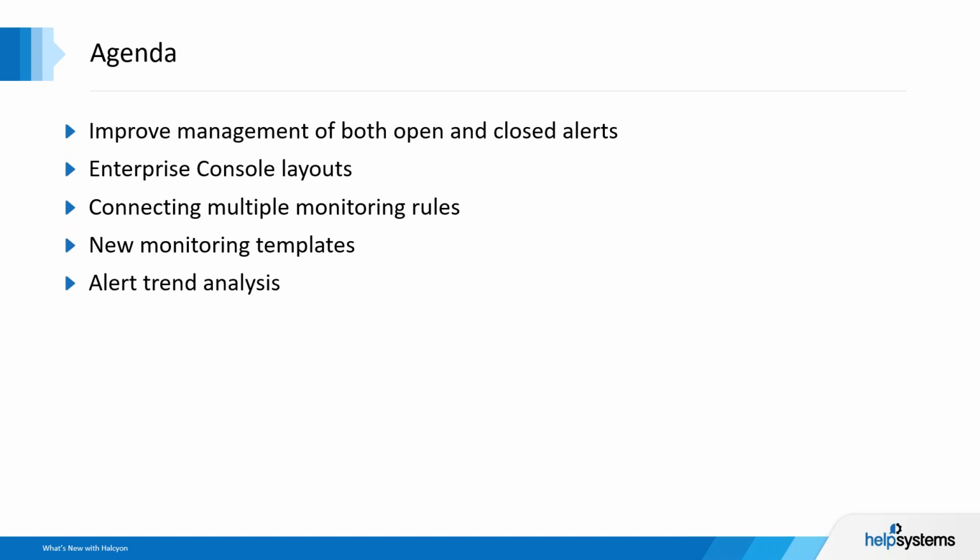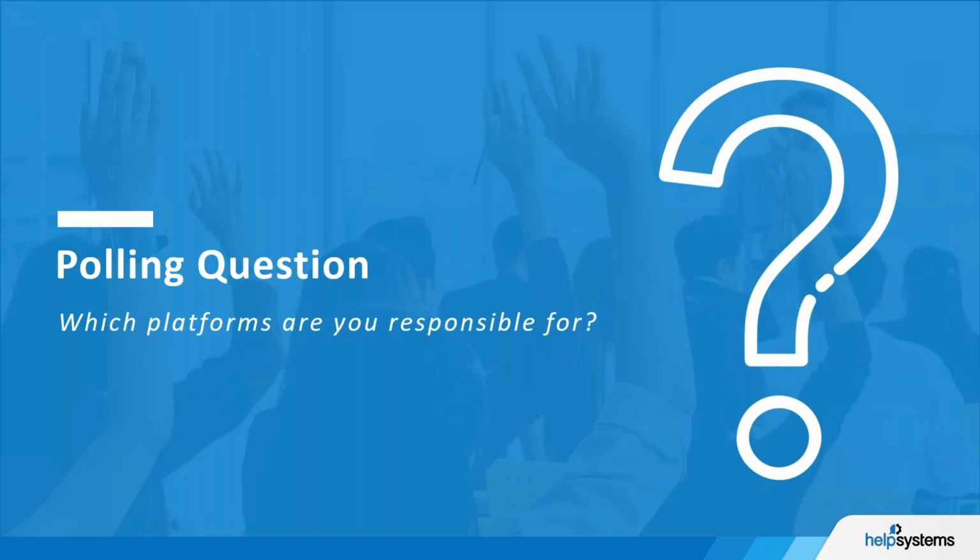Got a really clever thing, which we called alert intelligence, but it's tying together multiple rules to do some really clever stuff. Again, it means you can personalize what's important to you. I'll touch on some of the templates, and then we'll end up looking at the alert trend analysis as well.